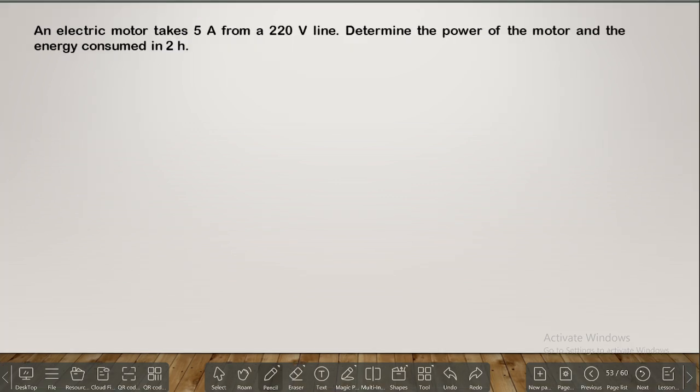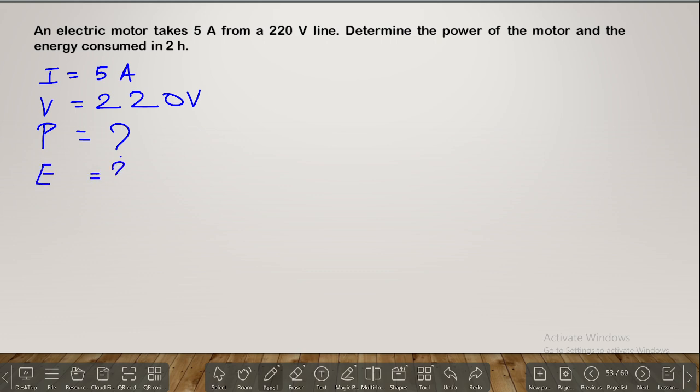Next, an electric motor takes 5 ampere from a 220 volt line. That means I is equal to 5 ampere. What is the potential difference over here? V is equal to 220 volt. Determine the power of the motor as well as the energy consumed by the motor at a time of t is equal to 2 hours, they are asking.